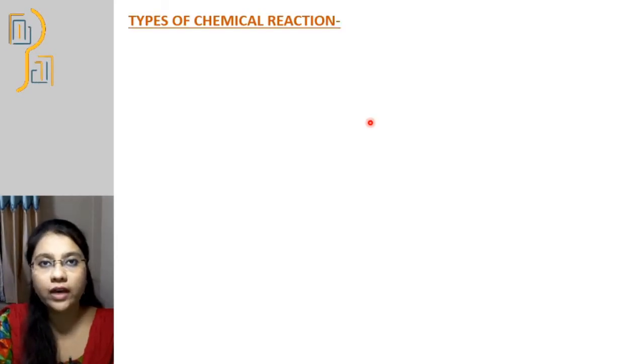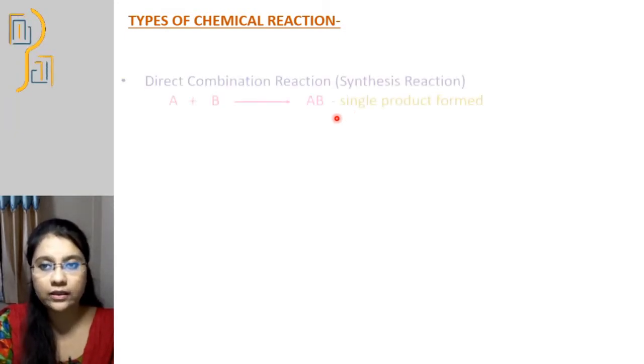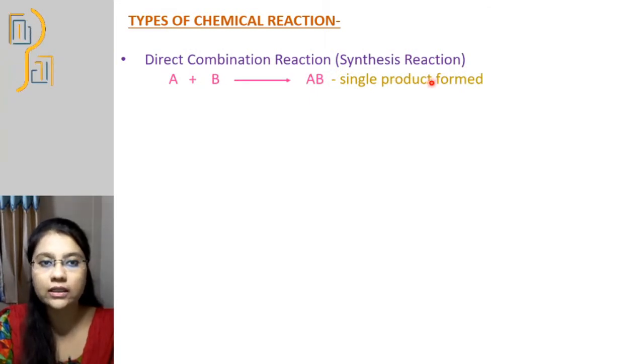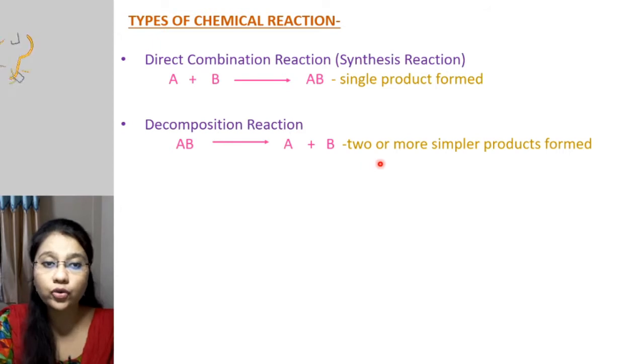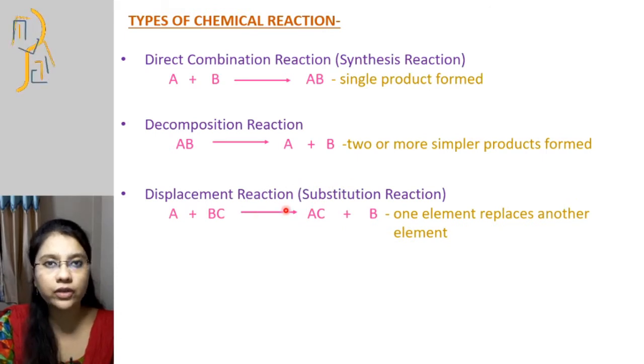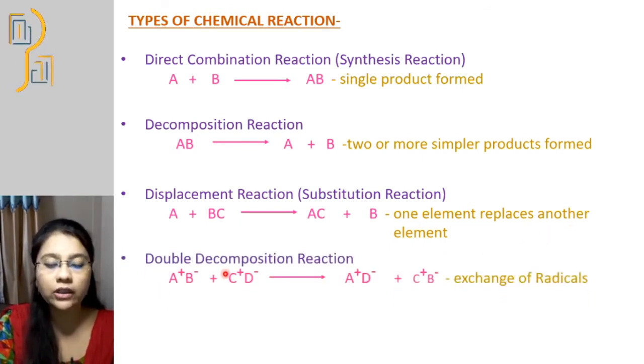In our last episode, we have already come to know that there are four major types of chemical reactions. The first one is direct combination reaction or synthesis reaction, where a single product is formed. The second one is decomposition reaction, where two or more simpler products are formed. The third type is displacement reaction or substitution reaction, where one element replaces another element. And the fourth type is double decomposition reaction, where complete exchange of radicals takes place. In this episode, we will learn each of these types in great detail.